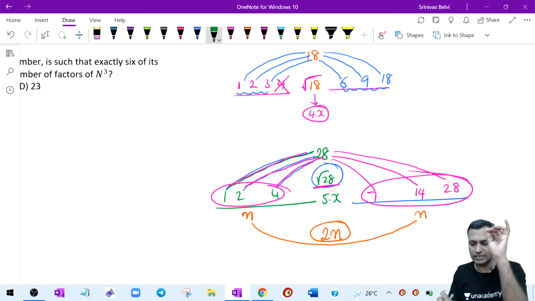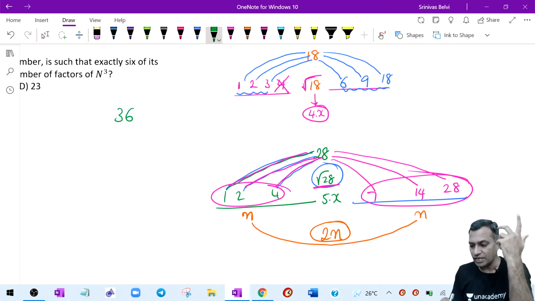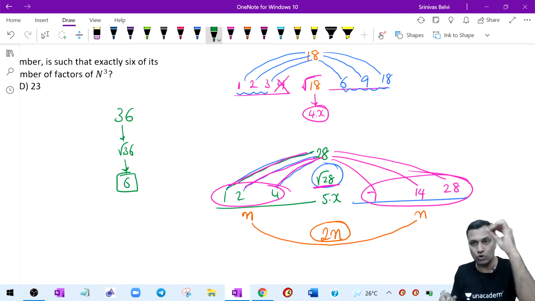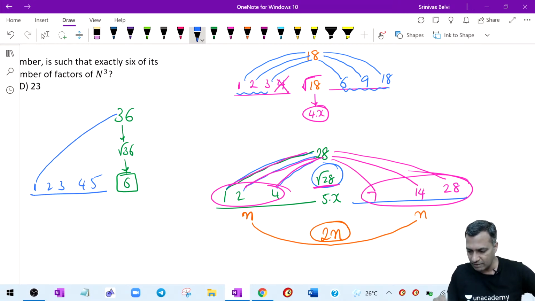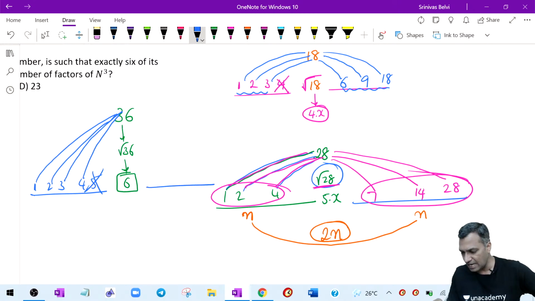Now let's take one example of a perfect square, say 36. What is the root of 36? The root of 36 is 6 itself. Therefore, you already get one extra factor there. So you are examining 1, 2, 3, 4, 5. Does 1 divide 36? Yes. Does 2 divide 36? Yes. Does 3 divide? Does 4 divide? Yes. 5 does not divide. And hence you will have exactly 4 more factors on the other side.